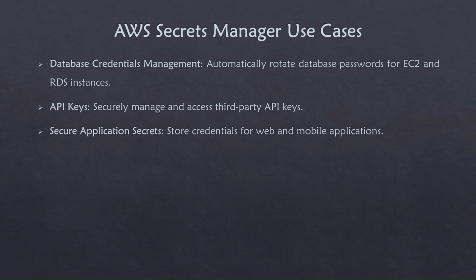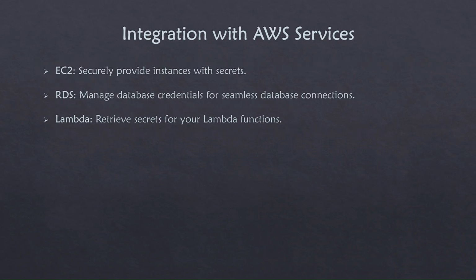So these are the use cases of Secrets Manager, and now we have the integration with AWS services. It is integrated with EC2, RDS, and Lambda. So EC2: AWS Secrets Manager can securely provide EC2 instances with secrets such as API keys, database credentials, and other sensitive information. By using IAM roles and policies, EC2 instances can retrieve these secrets securely at runtime without the need for storing them in instance environment variables or configuration files, improving security and simplifying management.